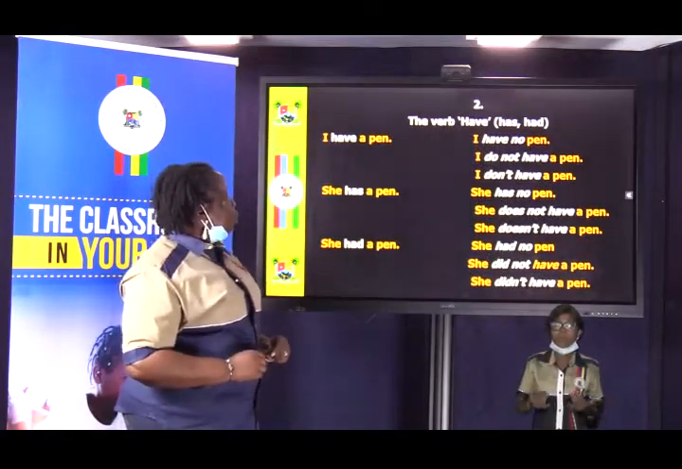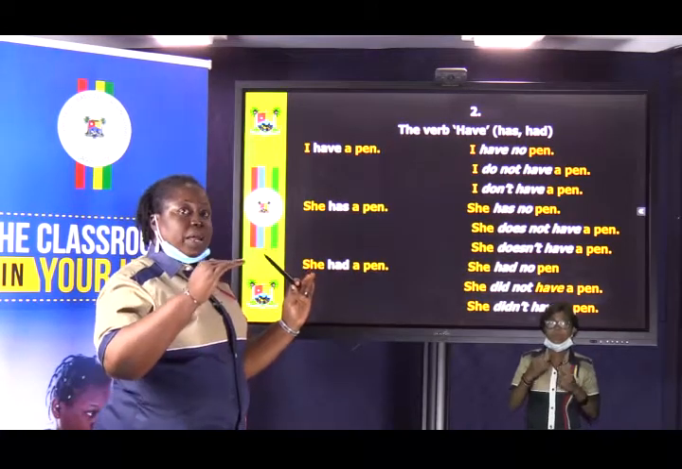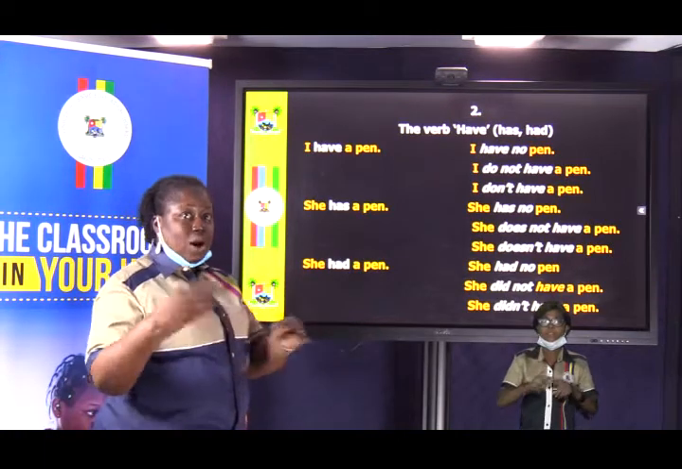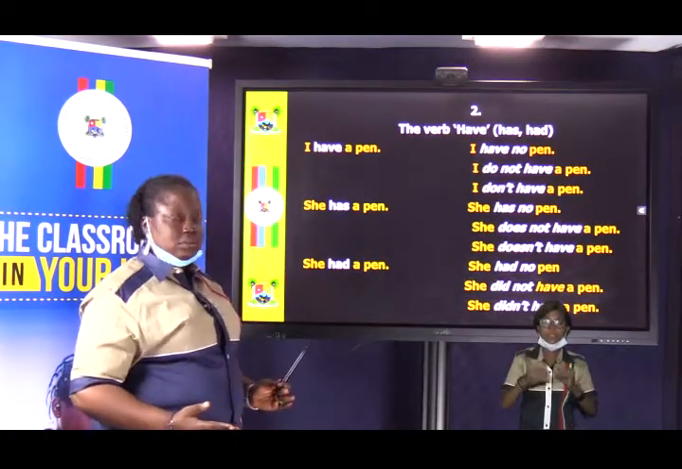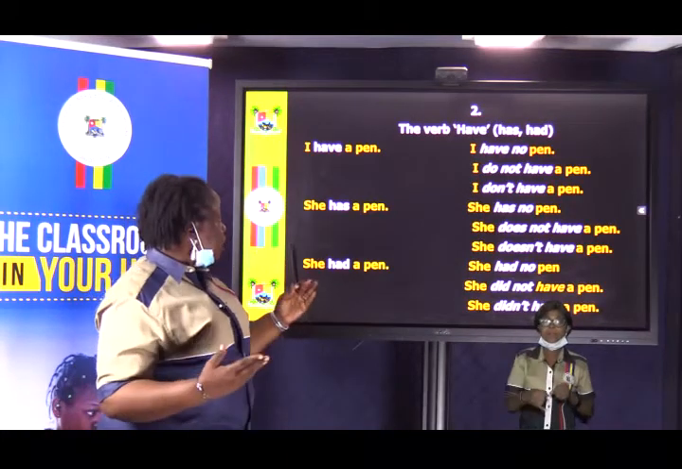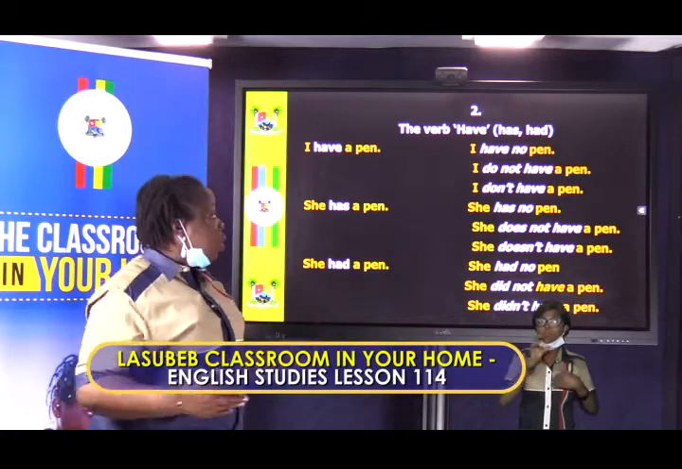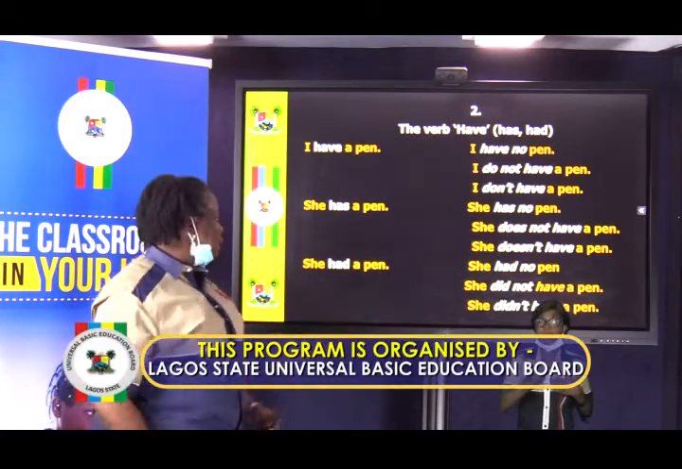Now, look at the sentence. When we're talking about the verb, how to make a negative sentence using the verb have, which could also be as has or had. Look at this affirmative sentence. I have a pen. You can change it to the negative form by saying I have no pen, or I do not have a pen, or I don't have a pen.